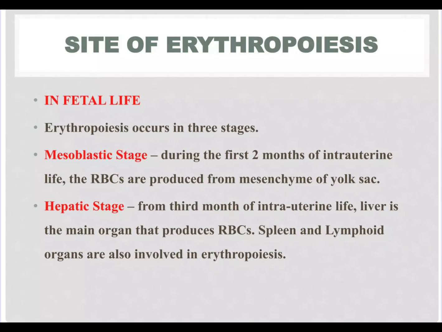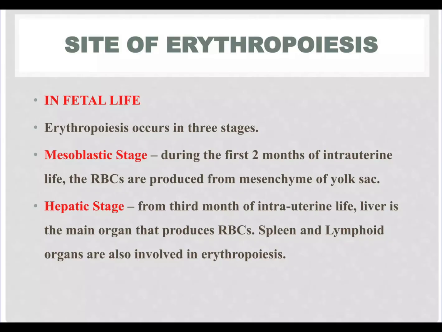So what are the sites of hematopoiesis in general? We have different sites: in fetal life, which is in utero, when the baby is in the womb; in newborn babies after birth; in children; and in adults. These are different stages. In utero, or in fetal life, we have the mesoblastic stage, the hepatic stage, and the myeloid stage.